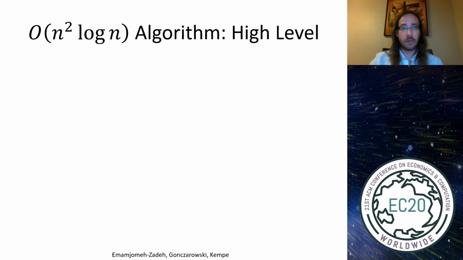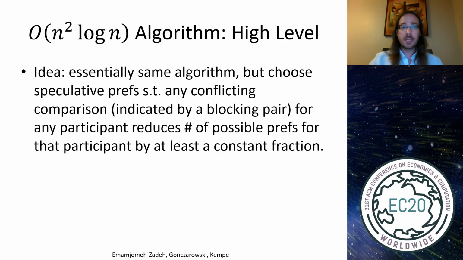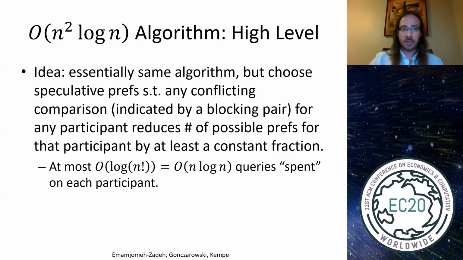And here's the high-level view of the algorithm. The idea is essentially the same algorithm, but choose the speculative preferences in a smarter way. Choose them such that any conflicting comparison indicated by a blocking pair for any participant reduces the number of preferences for that participant by at least a constant fraction. Since each participant has n factorial possible preferences to begin with, we end up having to spend log of that many queries, so n log n queries on each participant, for a total of n squared log n queries, and that's great. But how do we choose such speculative preferences in this smart way? How do we know that even exists?